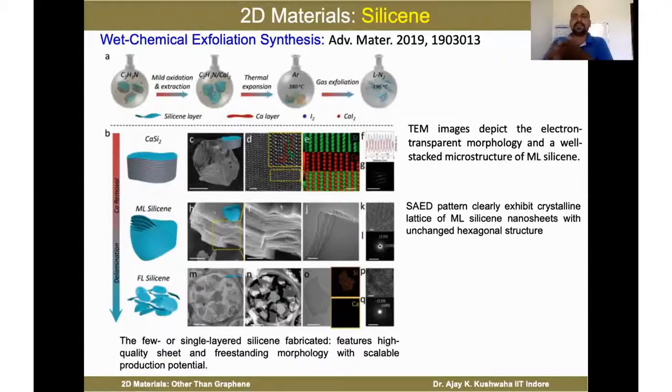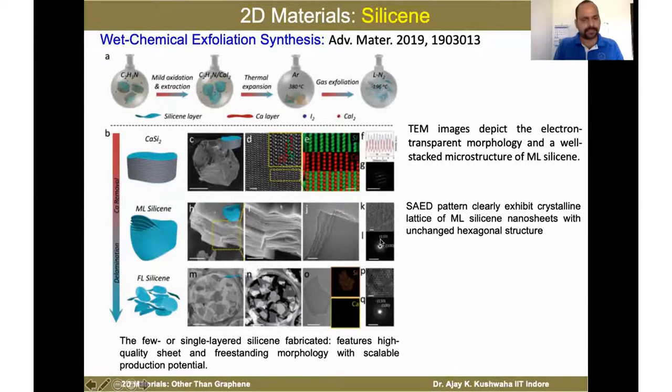Then when they separated Ca, this is a multilayer of silicene. You can see a layered structure, layer by layer. So Ca is removed, now silicon is there, and it's very clear if you look at images H and I. This SEM image shows the layered structure, which was earlier not there. And this TEM image also shows the single layer of silicon.